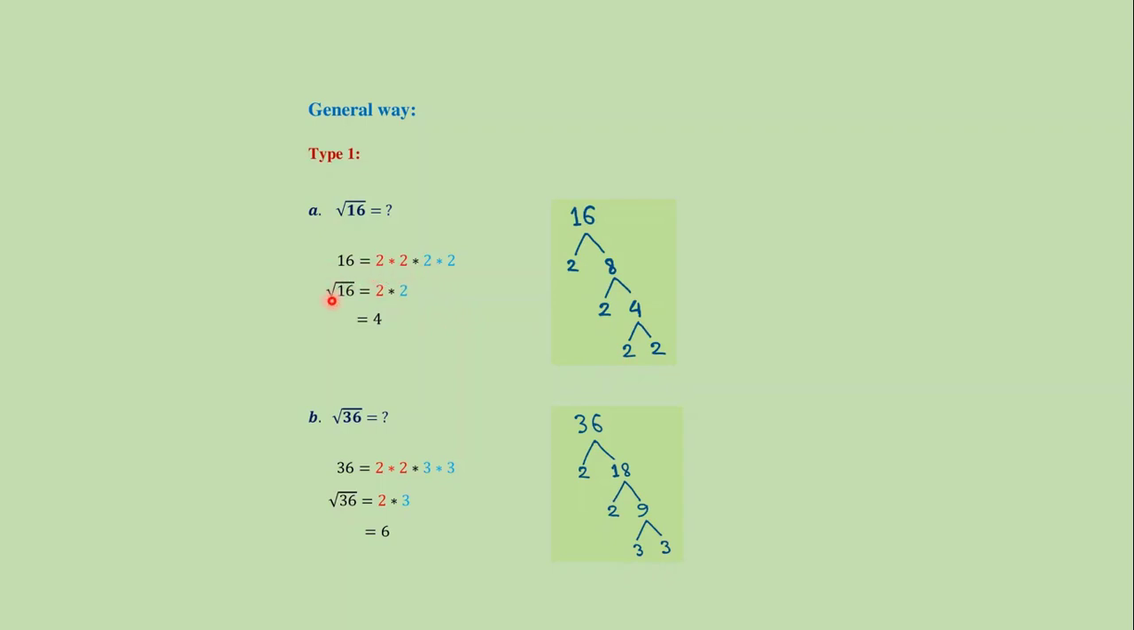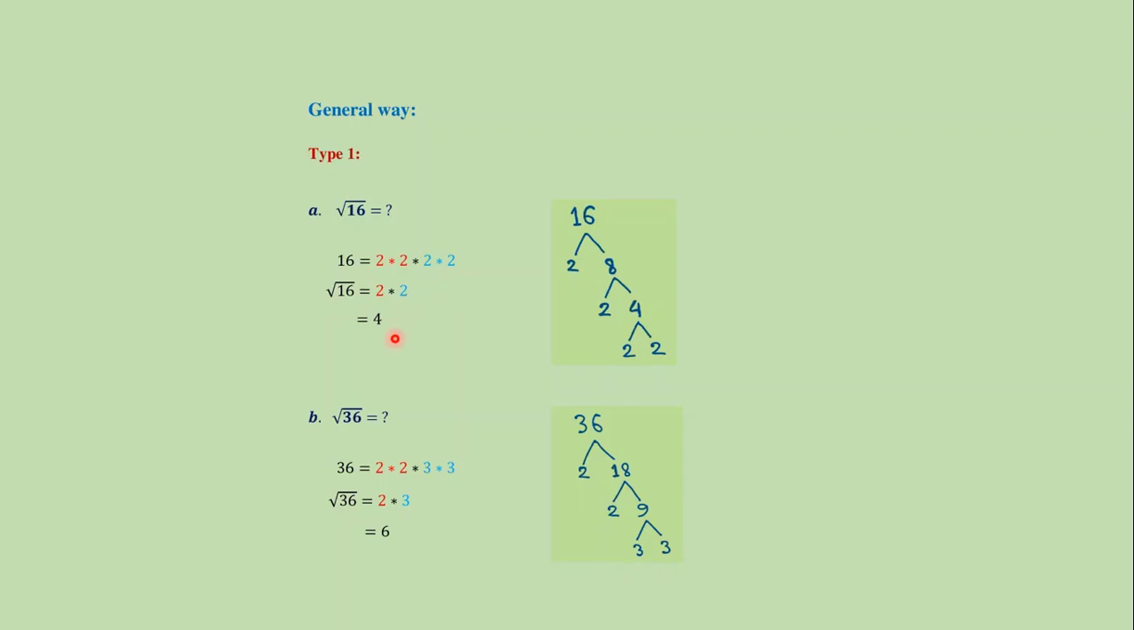So the square root of 16 will be, for each pair of numbers you pick only one of them. So for this pair of 2s you pick one 2, and for the other pair you pick only one. So the square root of 16 is 2 times 2, which is 4.